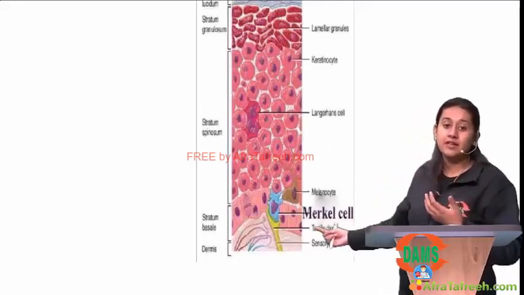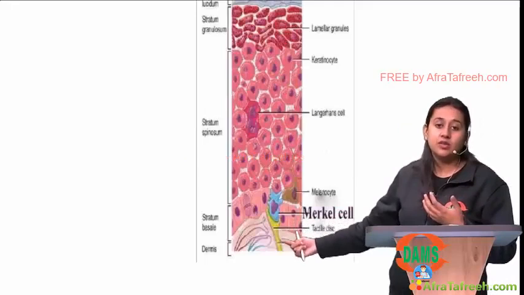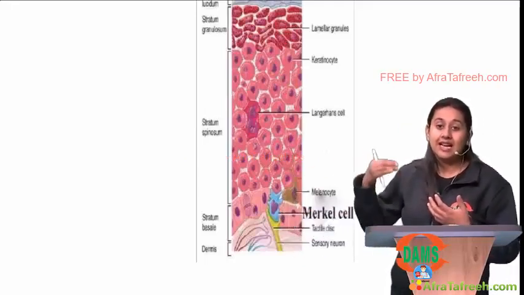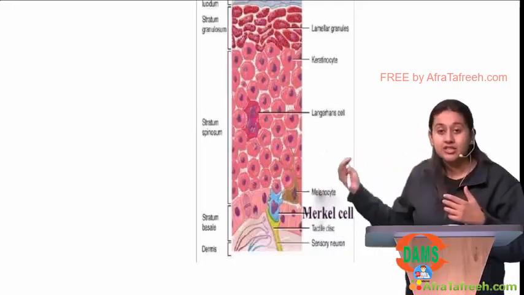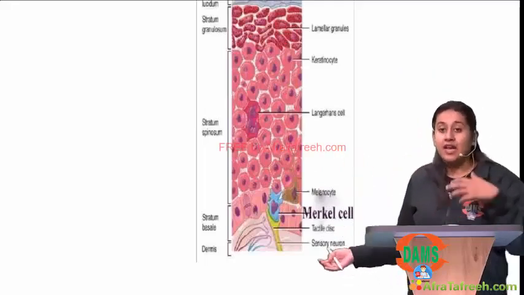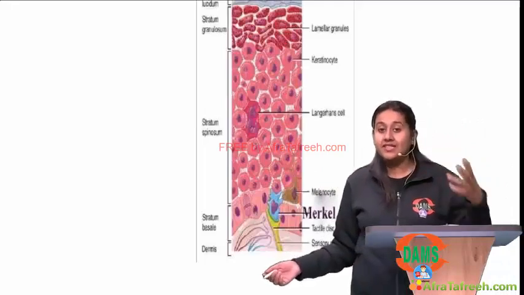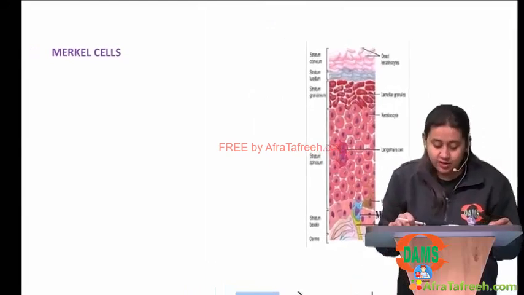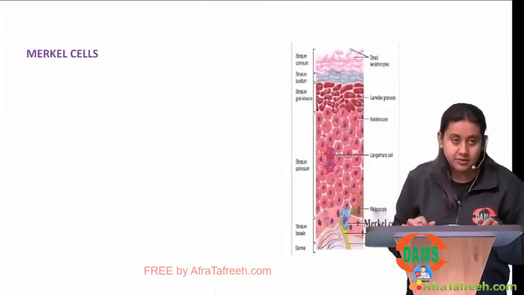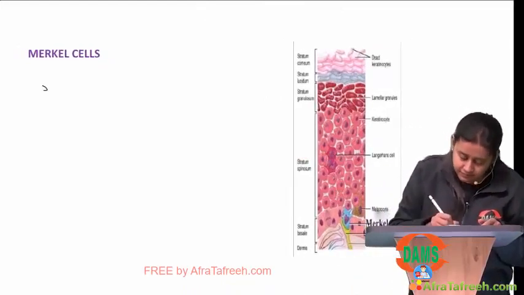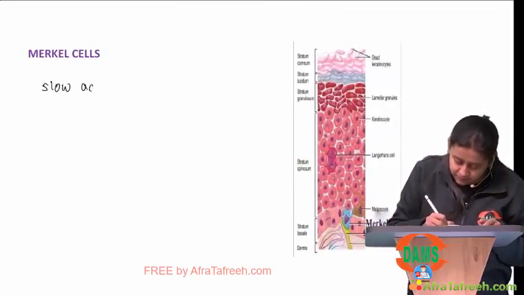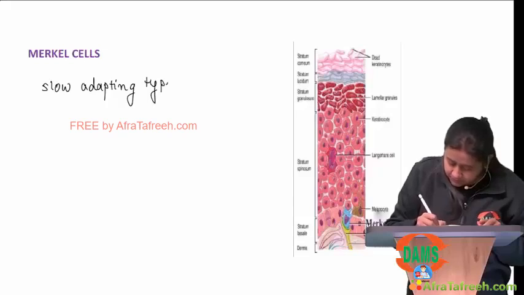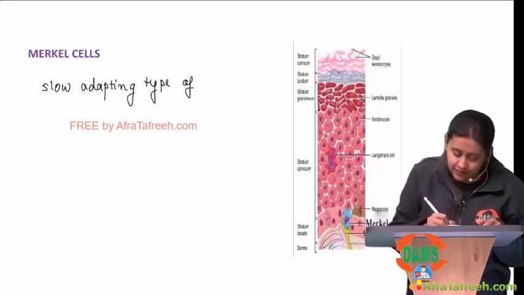If you see here, can you see this yellow colored thing which is attached to this blue colored cell? So Merkel cell is actually a receptor which is attached to a nerve. And what receptor is it? It is a receptor for touch. So please write down, it's a slow adapting type of touch receptor.